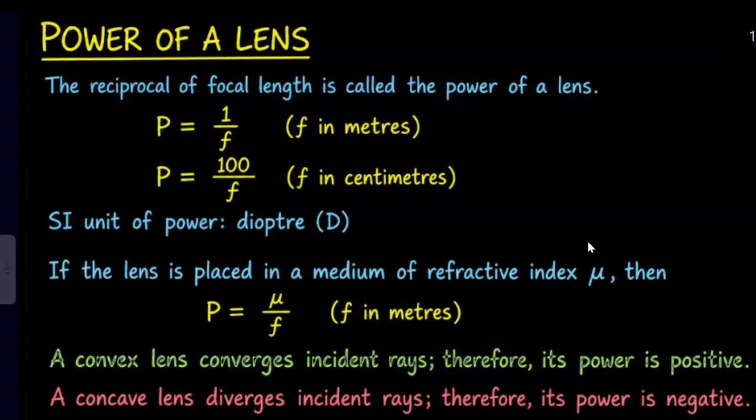Power of a lens. Power of a lens, which we have defined as what term? Reciprocal of focal length. Reciprocal of focal length is called the power of a lens. Power is equal to 1 by f. If f is in meters, it is 1 by f. If it is in centimeters, then it is 100 by f. And its SI unit is the diopter.